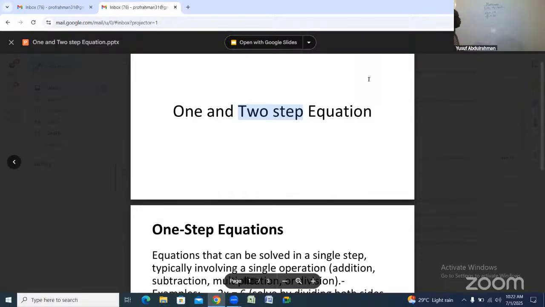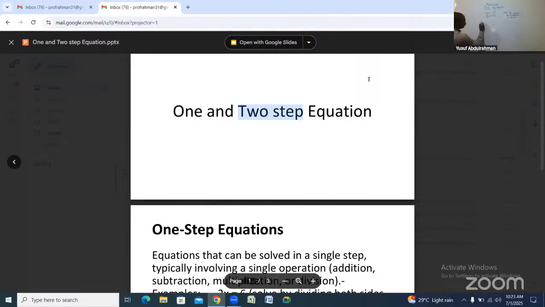Now, note, in this case, the opposite of multiplication. The opposite of multiplication is what? Is division. Okay? And vice versa. That is, the opposite of multiplication is division. And we can also say the opposite of division is what? Multiplication.